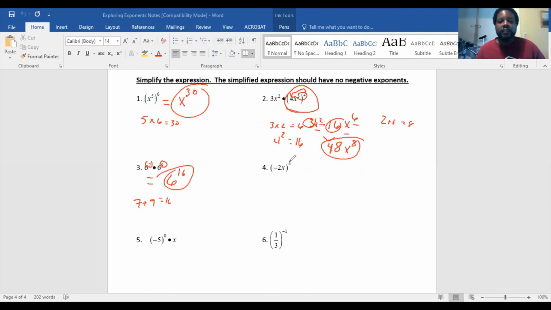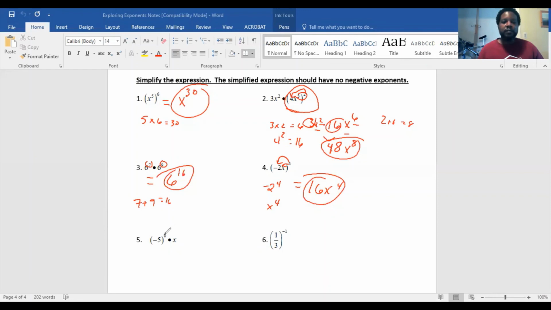Okay. This 4 needs to apply to the -2 and the x. Okay, so we have to do -2 to the 4th power and then x to the 4th power. -2 to the 4th power is going to give us 2 times 2 times 2 times 2. Because we have an even number of negatives, our answer is going to be positive. So 2 times 2 times 2 times 2 is going to give us 16. So our answer is just 16x to the 4th.